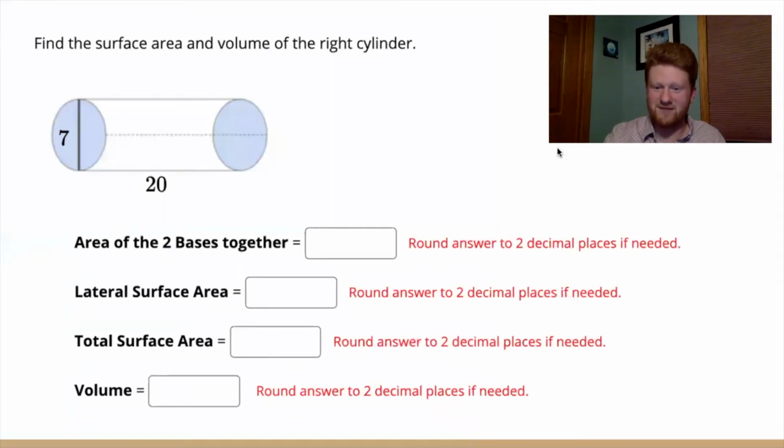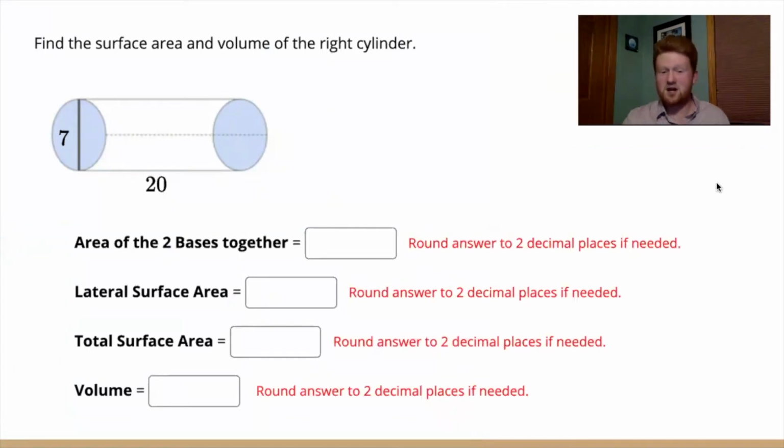I'm going to make my video a little smaller here so all the words fit. To start out, we want you to find the area of the 2 bases together. Again, the bases are a circle, and I think you know the formula for the area of a circle. And if not, I have it here for you to look back on. The formula for the area of a circle is just pi r squared, pi times r squared. But we have 2 of them, so in a second, we're going to need to double it. But let's just find the area of one of these circles.